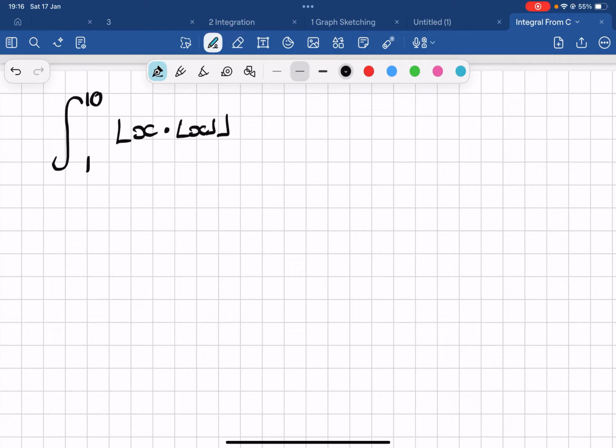Hi guys, today we've got a funky integral. We're integrating from 1 to 10, sorry, x times the floor function of x, and all of this applied to the floor function with respect to x. I wouldn't know how to integrate any of this, so let's sketch and see what happens.